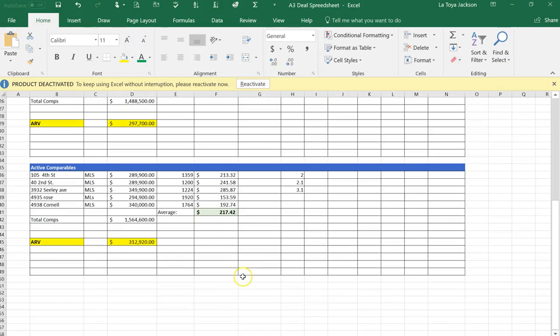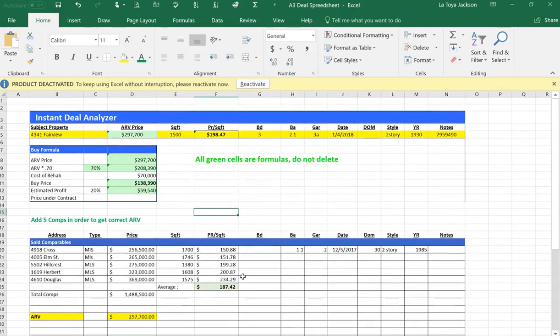We can go over an example of a deal that's in Dallas Grove. If we take the deal analyzer and look at 4341 Fairview, it already has an ARV of 297,700, and I'm going to break down where I came up with this. When you are getting started in the business, there are formulas that can help you come up with what your profit is going to be on the deal and what you're going to pay. As you can see right here, it says ARV price 297,700. Then it has 70% ARV. Where did that number come from?